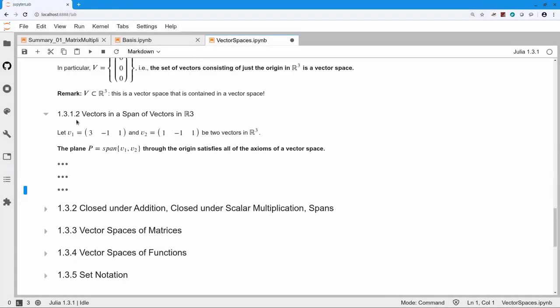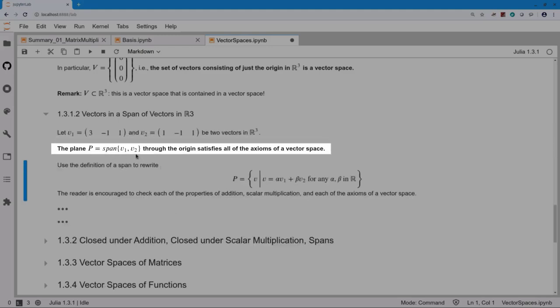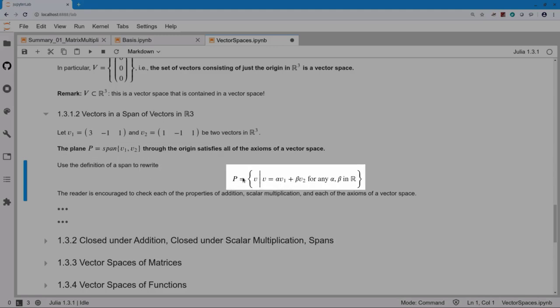For my next example, a span of vectors, and here I'll have two vectors. V1 is (3, -1, 1). V2 is (1, -1, 1). Two vectors in R3. And if you remember, the span of two vectors in R3 gives me a plane. So I have a plane, and I claim that that plane satisfies all of the axioms of a vector space. And the easiest way to see that is to simply write down the definition of the vector space. My plane is the set of all vectors V that I can get by forming all possible linear combinations of V1 and V2. So alpha V1 plus beta V2 for any alpha and beta in R. And at this point, I'd like you to think about how this can be made to satisfy all of the properties that we have for vector spaces.